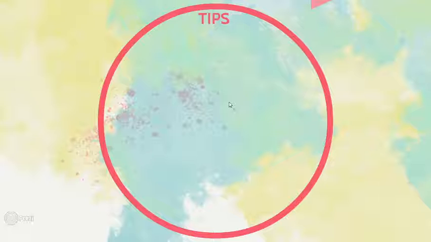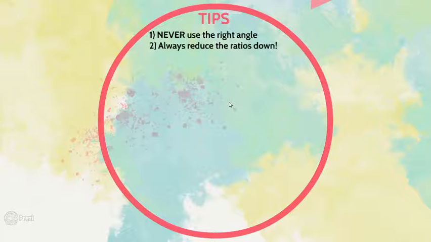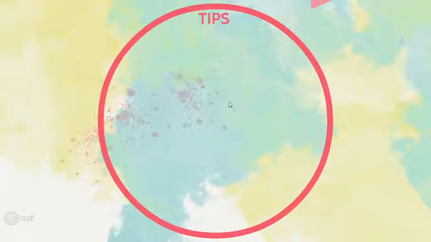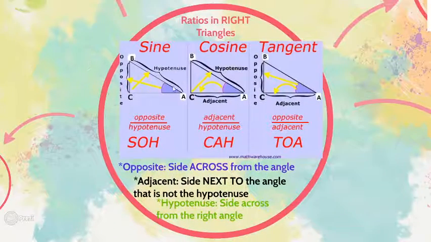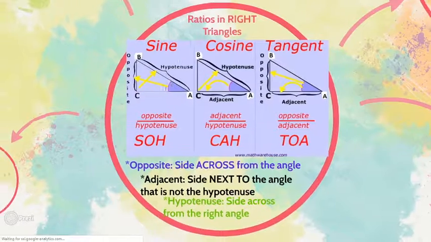Before we start on example 1, I want to go over some tips to help you while you're solving. One of those tips is you never start from the angle that's the right angle. When we talk about the opposite side and the adjacent side, that's coming from an angle that is not the right angle. So you can never start from the right angle.